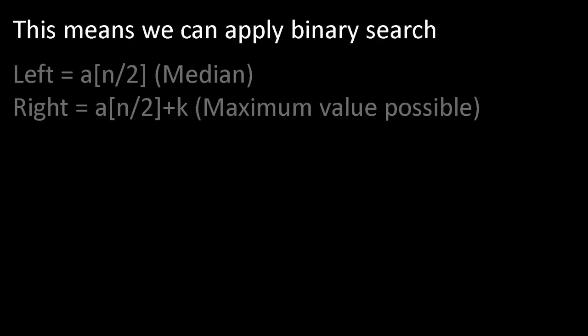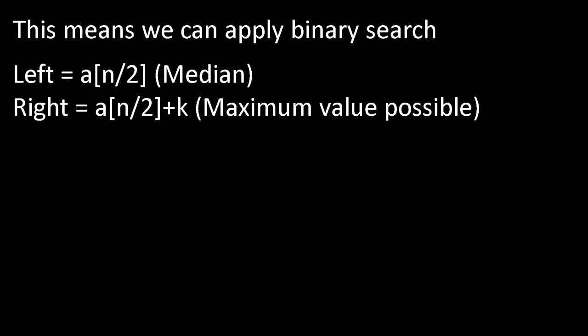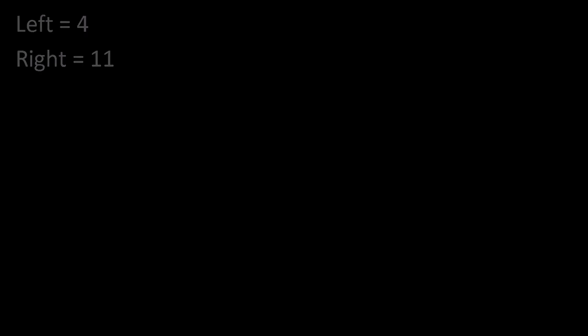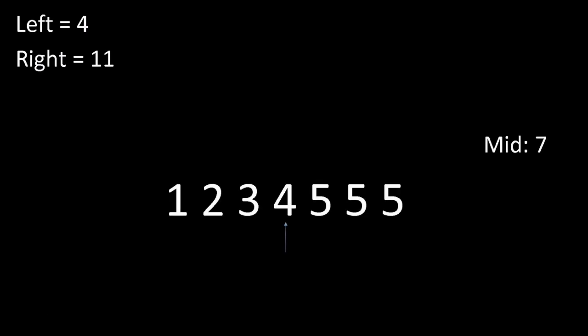This means we have a Boolean function g that changes from true to false at a specific point. Thus, binary search is applicable. Our left, the minimum value, is equal to the median, and right, the maximum value, is equal to median plus k. Let's do an example where k equals 7. Our needed tells us the number of additions we need to make. Initially, our mid is 7, so our needed is 7 minus 4, equal to 3.